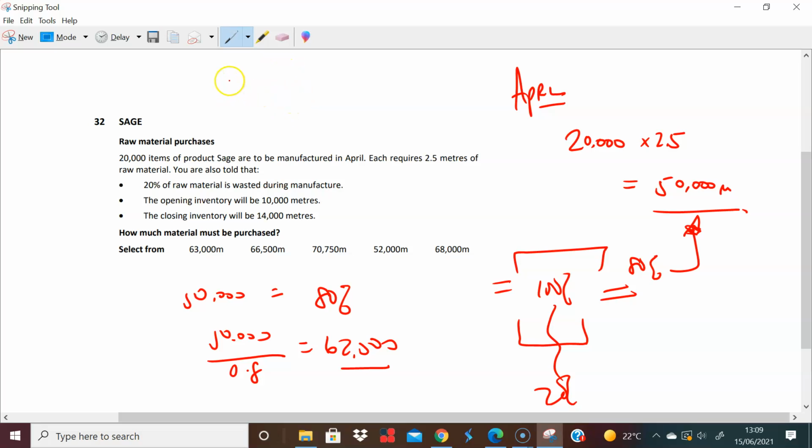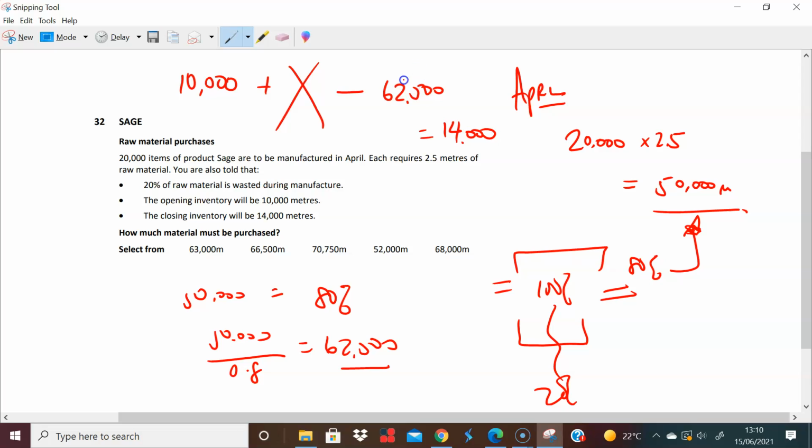So we would have started off with, again, 10,000 items. We would have needed to purchase a certain amount, shoot out 62,500 to the guys in production to actually make the product, and be left with 14,000 meters. That's the story here, right?